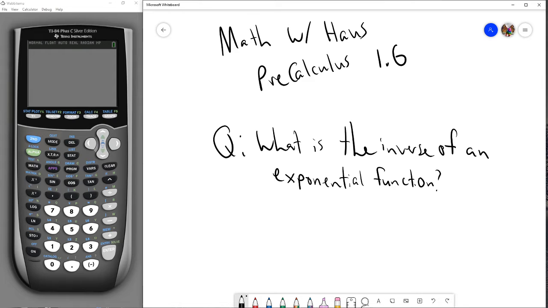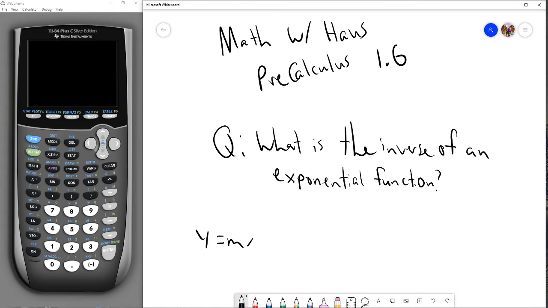I'm sure you've learned before about inverse functions in the context of polynomials. Like if you have a linear line, y equals mx plus b, to find the inverse, what you would do is switch the x and y. So you would have x equals my plus b, and then you would solve this new equation in terms of y, and that would be how you would find the inverse.